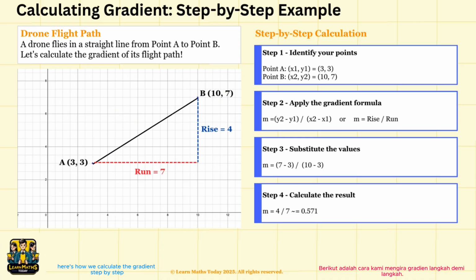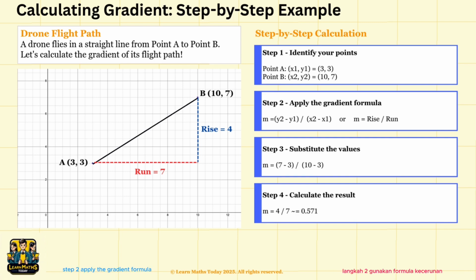Here's how we calculate the gradient, step by step. Step 1. Identify your points. It's super important to clearly label your coordinates. Our starting point, point A, is at (3, 3), so we'll assign x1 as 3 and y1 as 3. Our ending point, point B, is at (10, 7). This means x2 is 10 and y2 is 7.